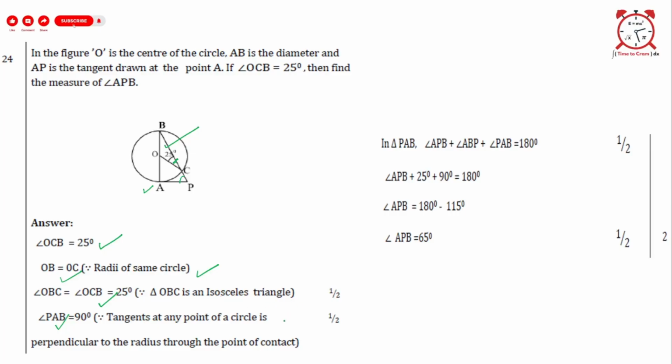The reason is that the tangent at any point of a circle is perpendicular to the radius through the point of contact. Now we will take the triangle sum property, and after applying the triangle sum property for triangle PAB, we will get angle APB equal to 60.